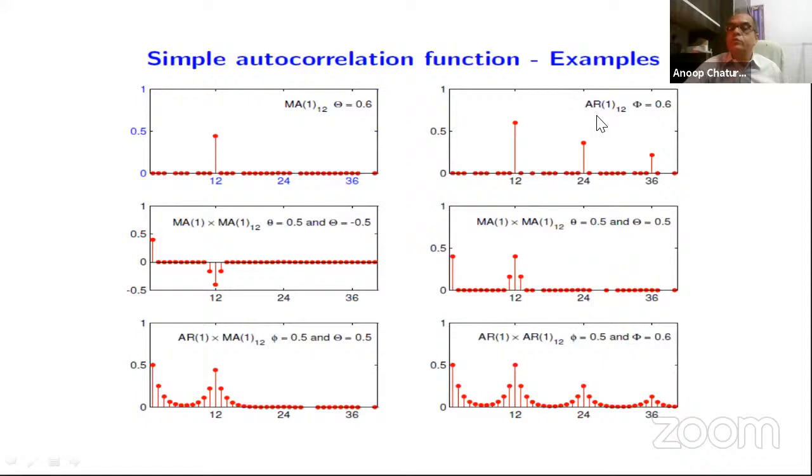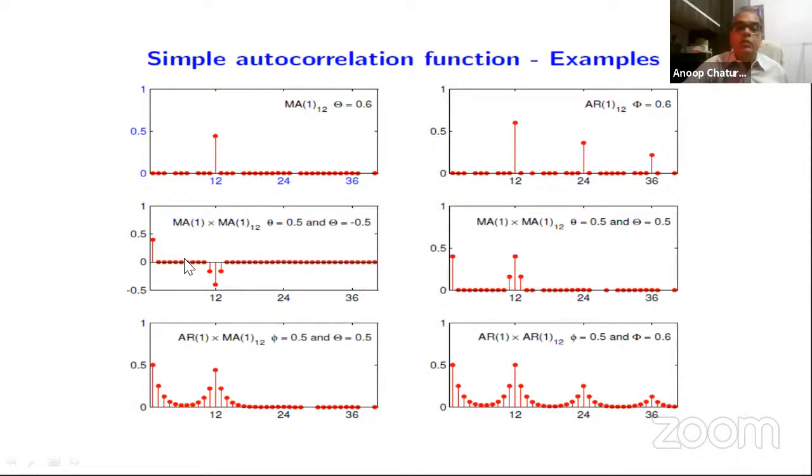If you consider this process, AR(1)12 process, then it does not have any regular autoregressive or moving average term. It does not have a seasonal moving average term. So this decreases exponentially with non-zero values at k equal to 12, k equal to 24, k equal to 36. Here actually S is equal to 12. We have monthly data.